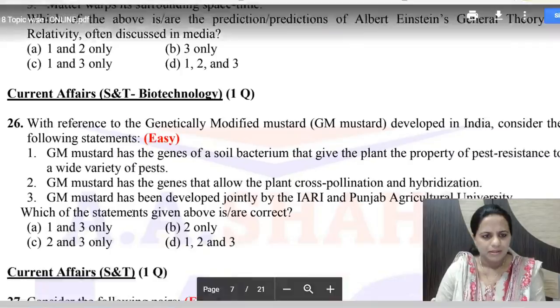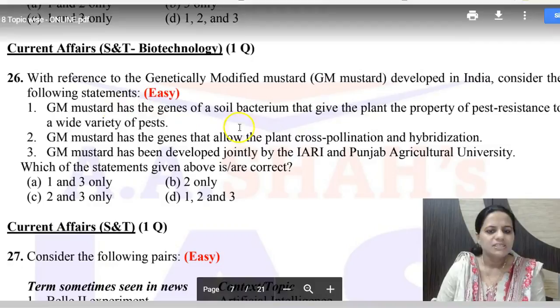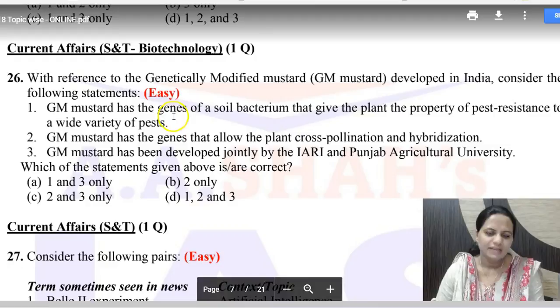The next is, with reference to genetically modified mustard, GM mustard developed in India, consider the following statements. First statement is, GM mustard has genes of a soil bacterium that gives the plant the property of pest resistance to a wide variety of pests. So actually GM mustard is to increase productivity. GM mustard, DMH-11, Dhara, this also has quite often been in news.